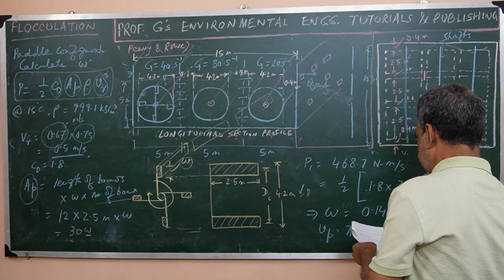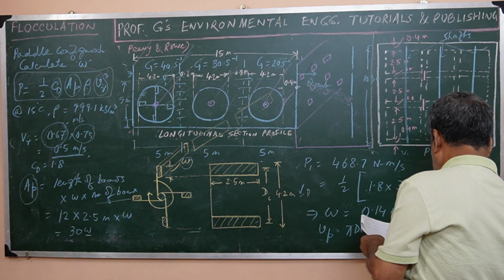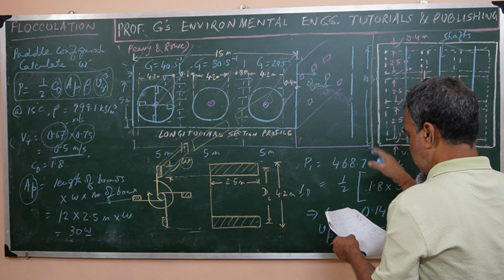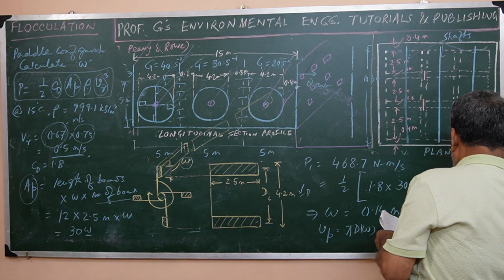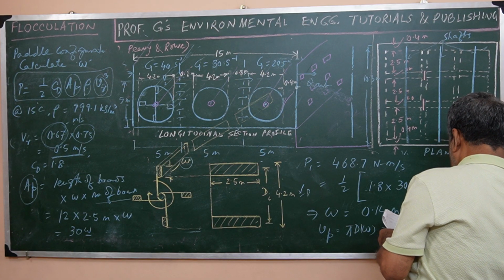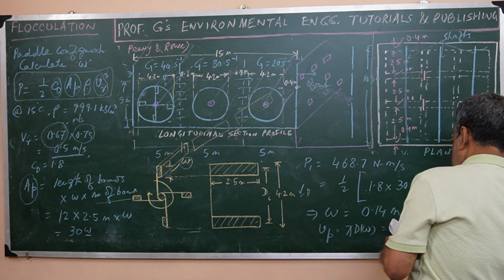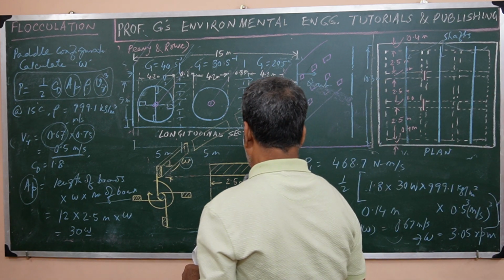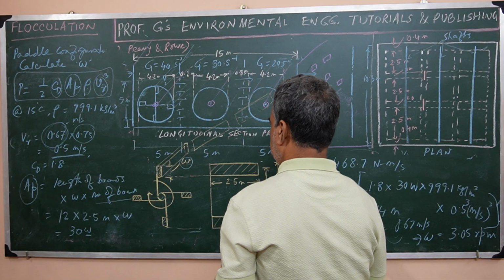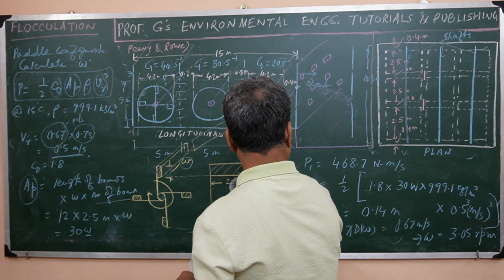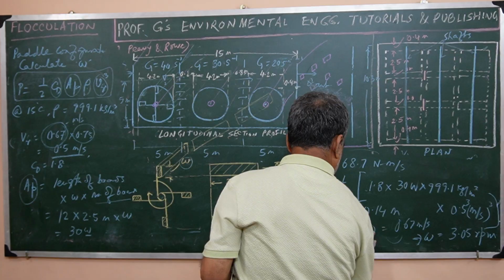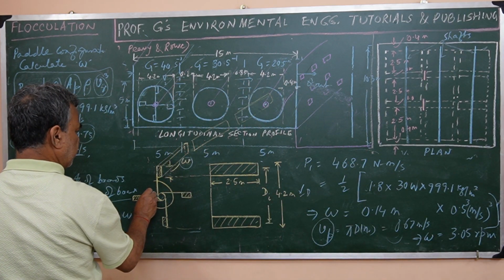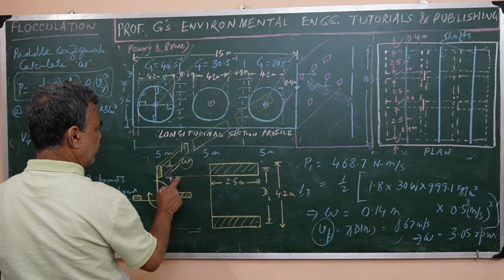So from which you can get the omega, that is the revolution, or RPM also, that will be 3.05 revolution per minute. Vp we have taken here. Please note that we should not get confused, because the same notations we have used. So I think it is better to use n, that is the rotational speed. Okay, so let us say n instead of omega.